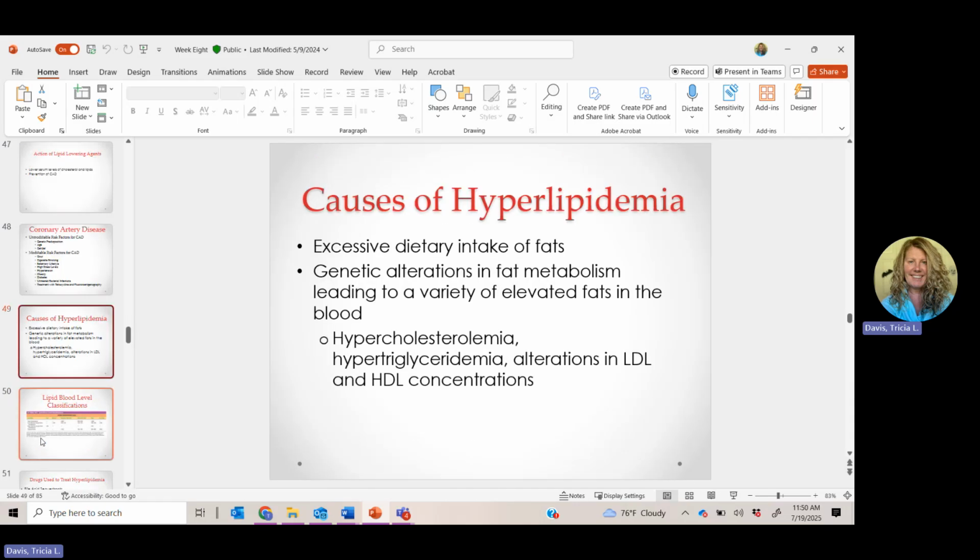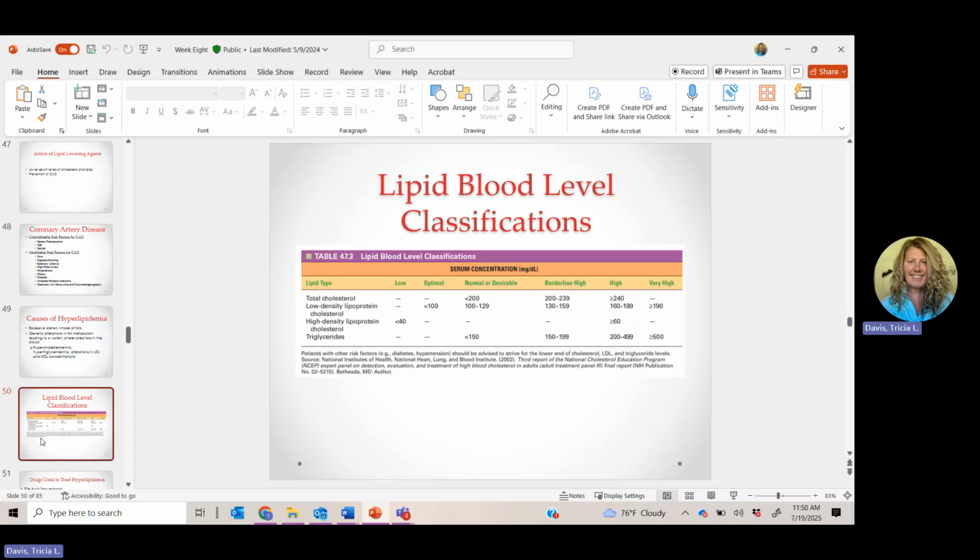So what causes hyperlipidemia? Hyperlipidemia is our word for elevated cholesterol, okay? Basically an excessive dietary intake of fats. Some of our genetic alterations will change how our body metabolizes fat, which can cause elevated fats in the blood, which then causes hyperlipidemia, hypercholesterolemia, hypertriglyceridemia, okay? So you guys need to know this for your exam.